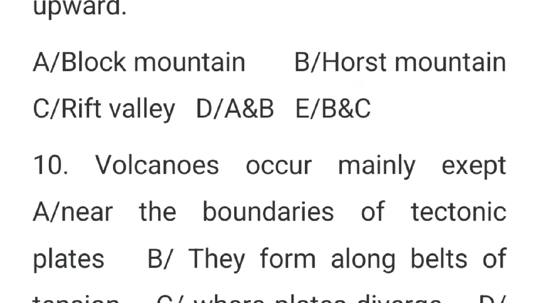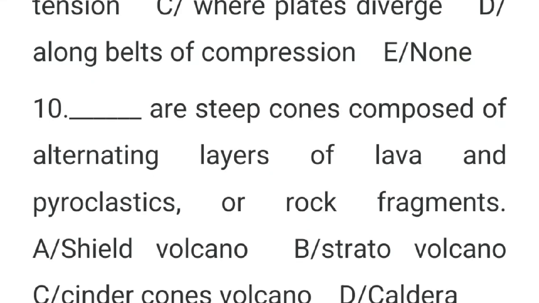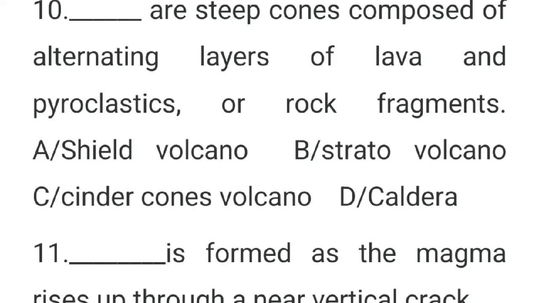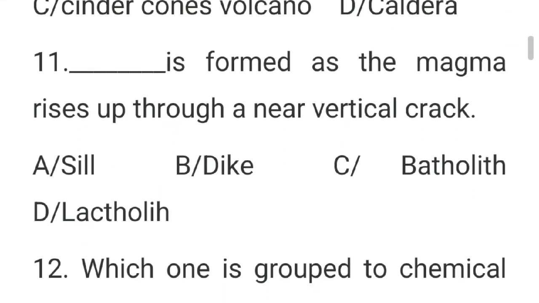Another one is number 11. Dash are steep cones composed of alternating layers of lava and pyroclastic rock fragments. A. Shield volcanoes, B. Stratovolcanoes, C. Cinder cone volcanoes, D. Caldera. The answer is stratovolcano. Dash is formed as magma rises up through a near vertical crack. A. Sill, B. Dike, C. Batholith, D. Laccolith. The answer is Laccolith.